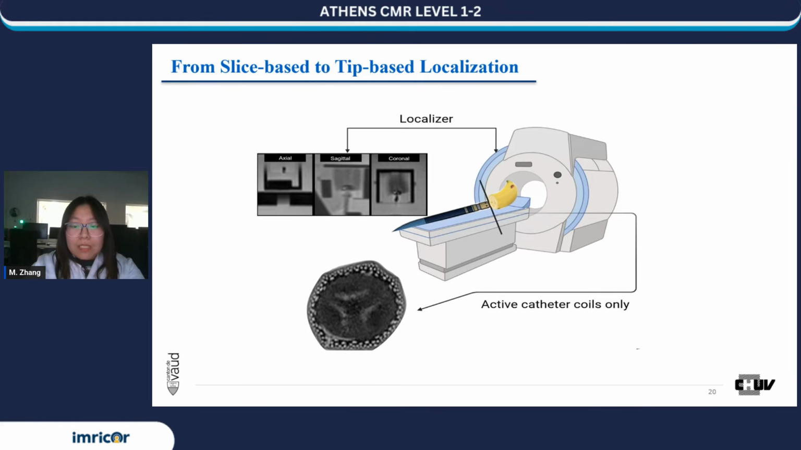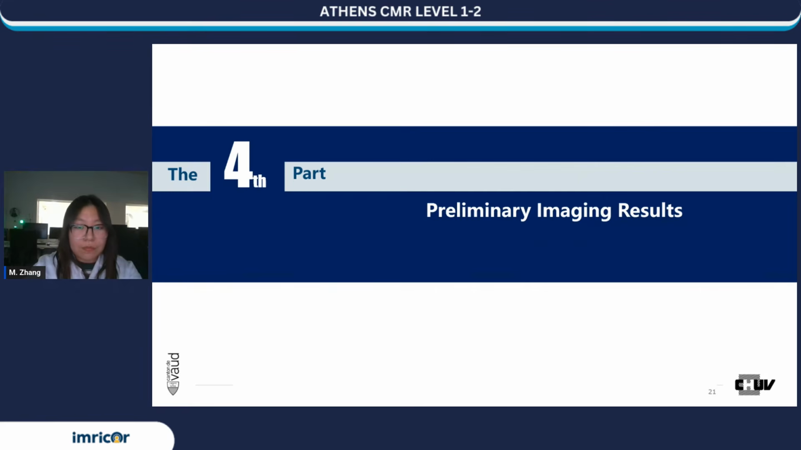Then, by turning off the surface coil and activating only the tip coils, we acquire the image below. As you can see, the signal quality is excellent. We can clearly see the internal structures of the banana and its sharp outer boundary. Here we show some preliminary imaging results from our research team.